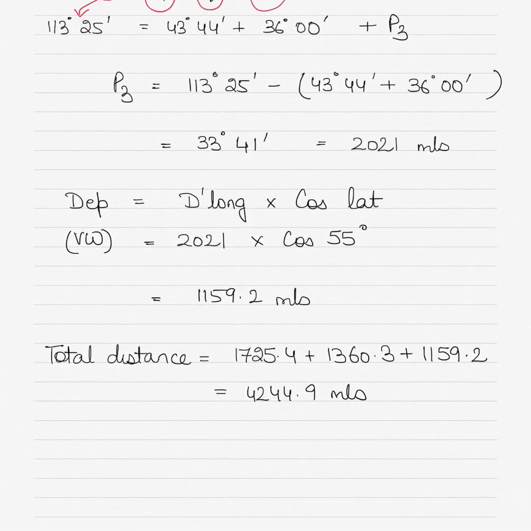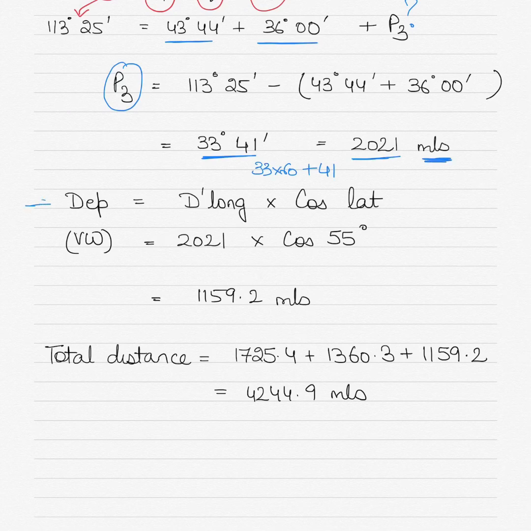So this is what I have done here. So P equals P1 plus P2 plus P3. I know angle P, I know P1 and P2, so I can find out P3. Right? So I found out P3, which is equal to 33 degrees 41 minutes, which is also equal to 2021 miles. Alright, so if I multiply the degrees, 33 by 60, and then add 41 miles to it, it will be 2021 miles.